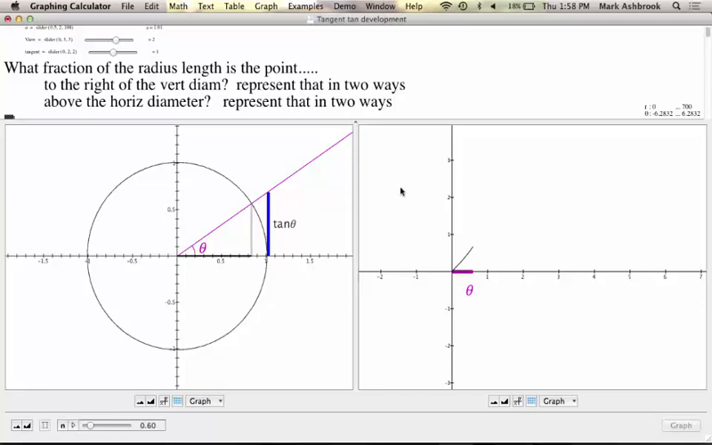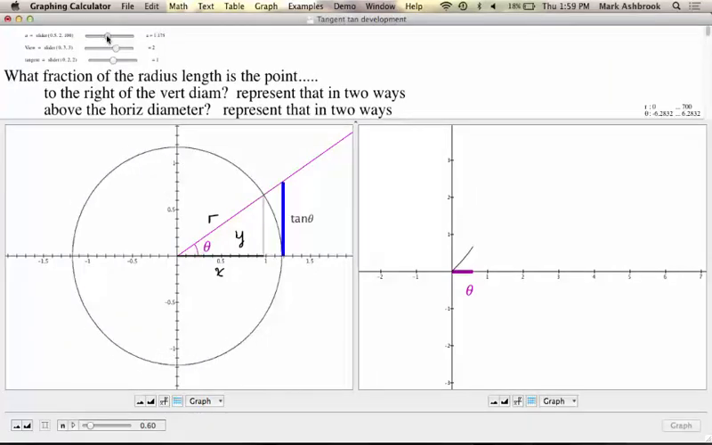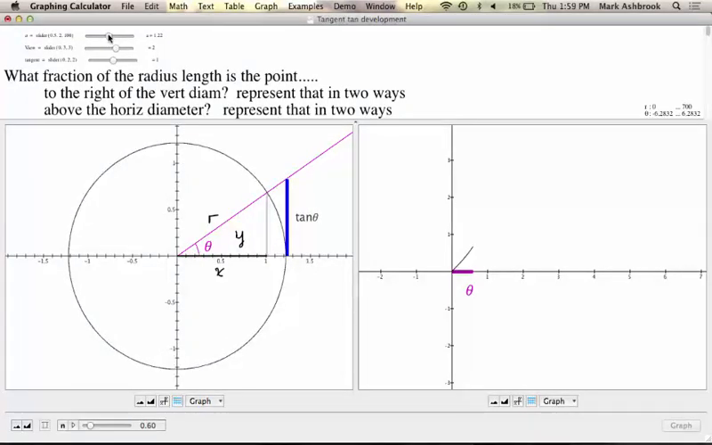Okay, so if we labeled this x, y, and what should we label this? R for the radius? Okay, can you express them exactly now? So let me change it. That's good. So now express cosine, sine, and tangent exactly.